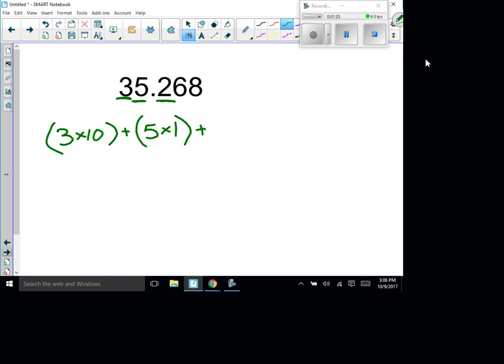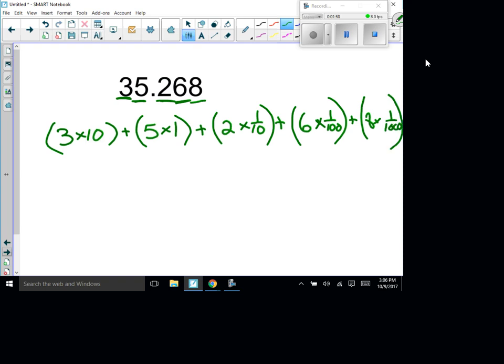Now here's where we get into the decimals. You've got to know that this is in the tenths place. So we'll have 2 times 1/10, because it's in the tenths place, plus the next one is a 6. We have 6, and it's in the hundredths place, so times 1/100, plus, and the last one is 8 times 1/1,000, because it's in the thousandths place. So that's one way you can do it.